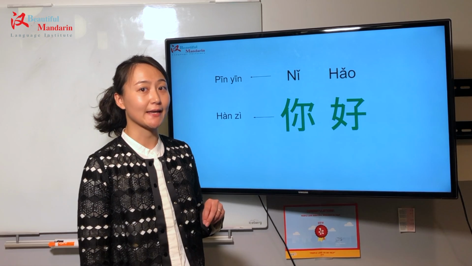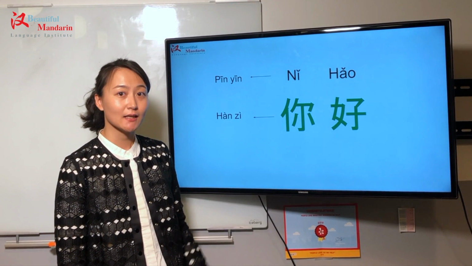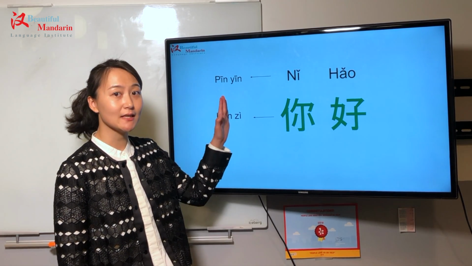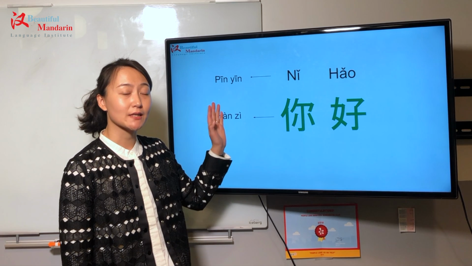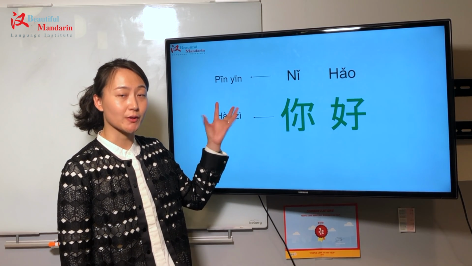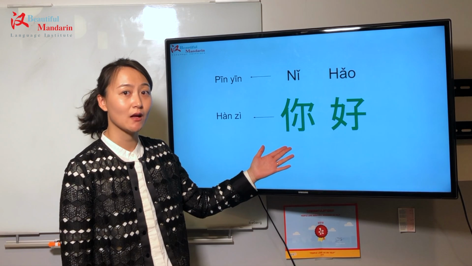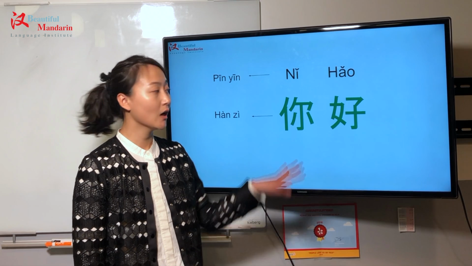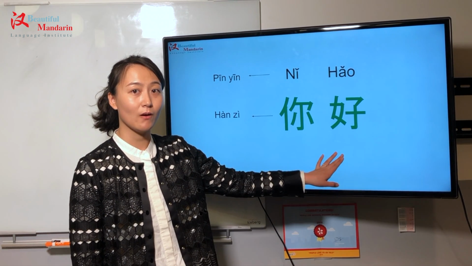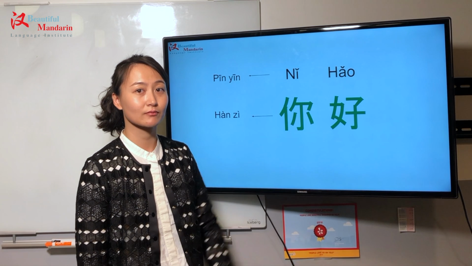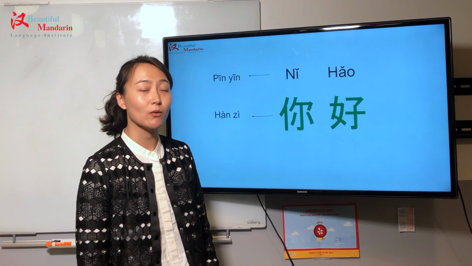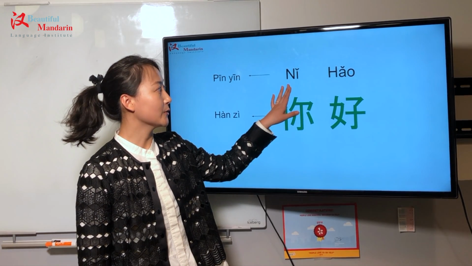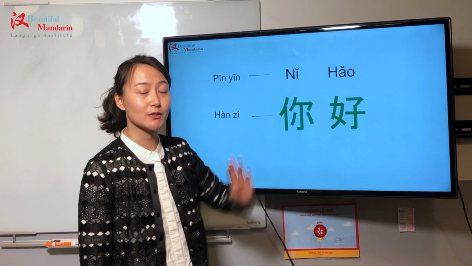The first part is 汉字, characters, and the second part is 拼音. It's a phonetic system we use to help us remember how to pronounce the characters. So when you read and write 你好, you use the characters. And when you learn how to pronounce 你好, you use 拼音 to help you.